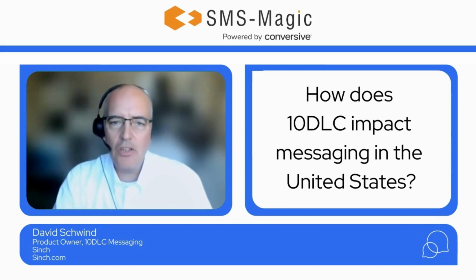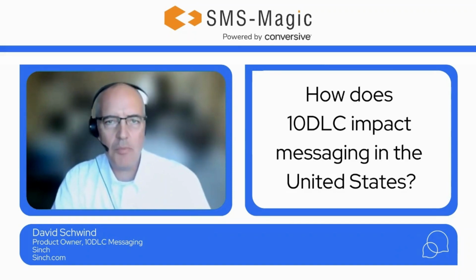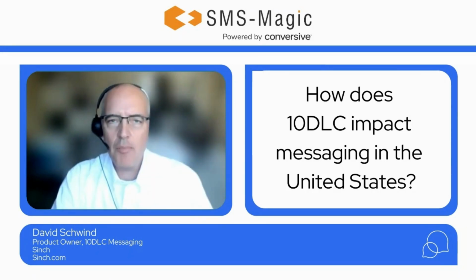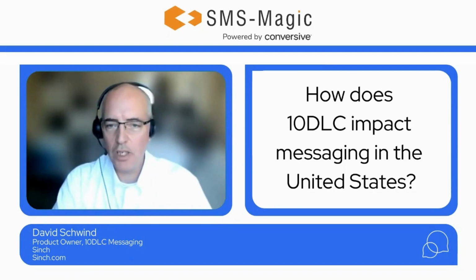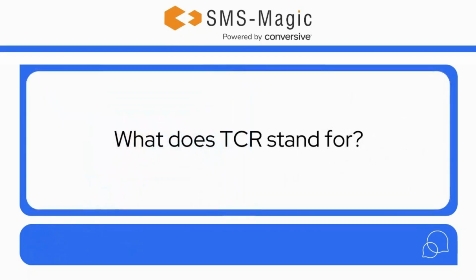10DLC impacts messaging in the United States by giving really the small, medium, local business owner the ability to do text messaging to their customers by creating a new sanctioned route for that local business owner, whereby before they would have to use a toll free number or a short code to their customers.